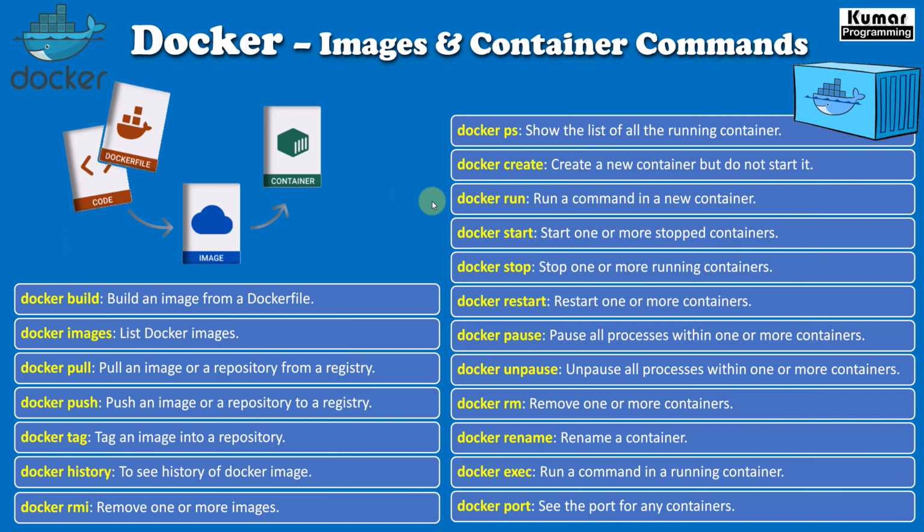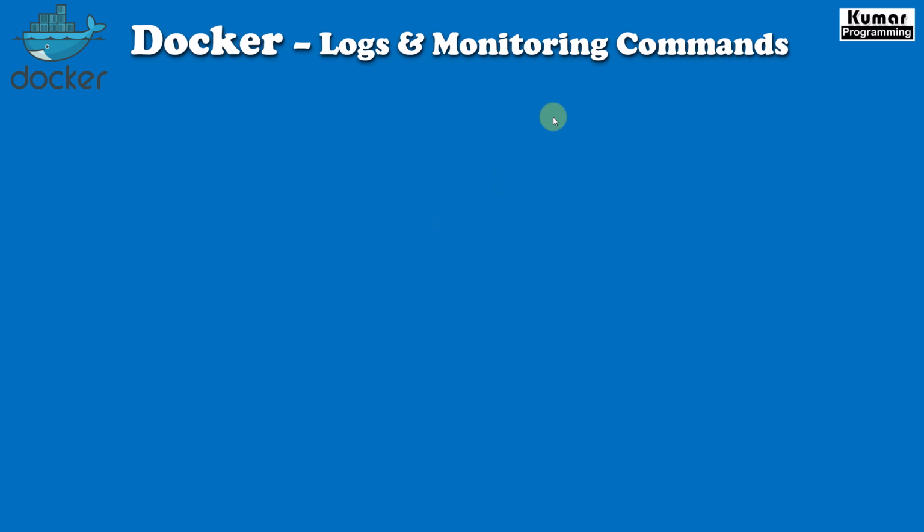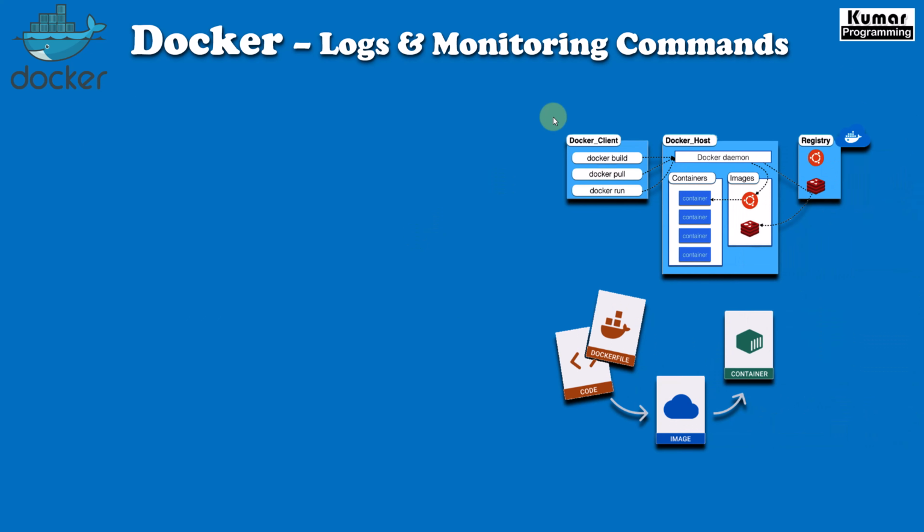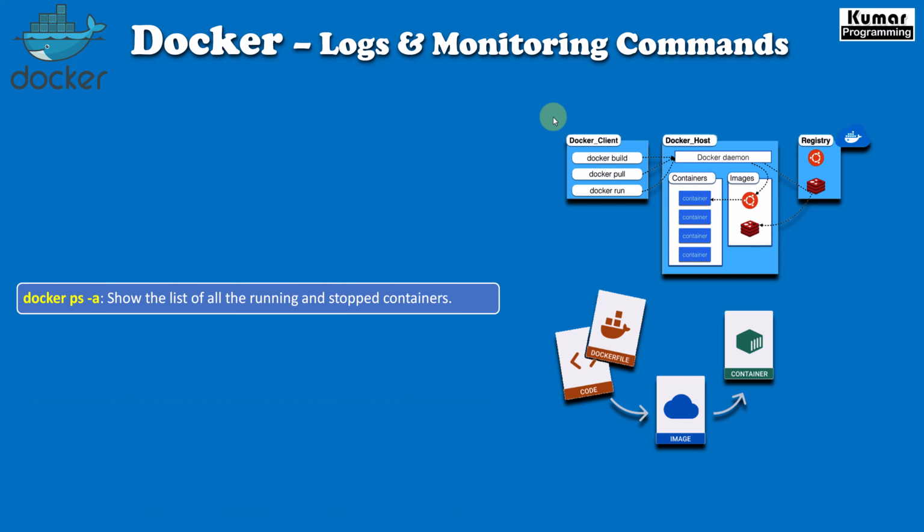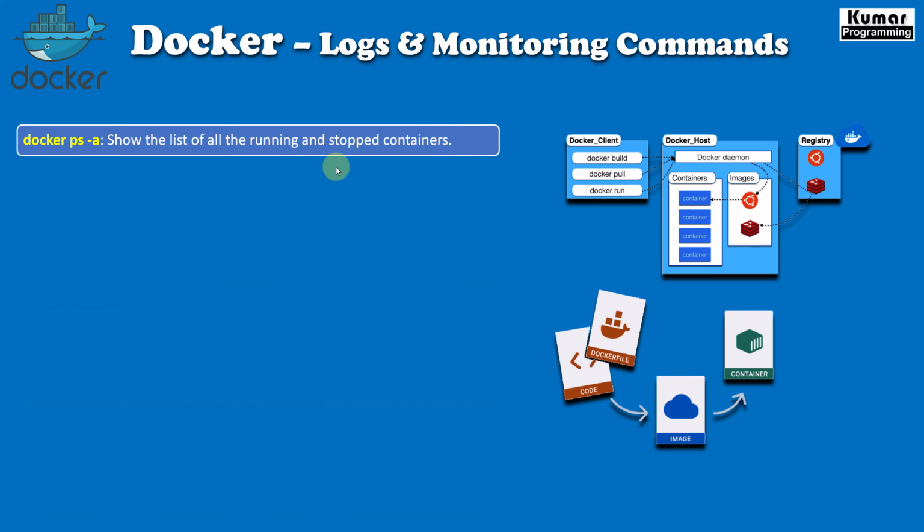So friends, I hope you understood the Docker image and Docker container commands. Now we are going to move to the next category, which is log and monitoring commands. Okay. So in order to see the logs and monitor our images and containers, the very first command is docker ps -a, right? We have already discussed docker ps -a. It is used to show the list of all the running containers as well as stopped containers, right?